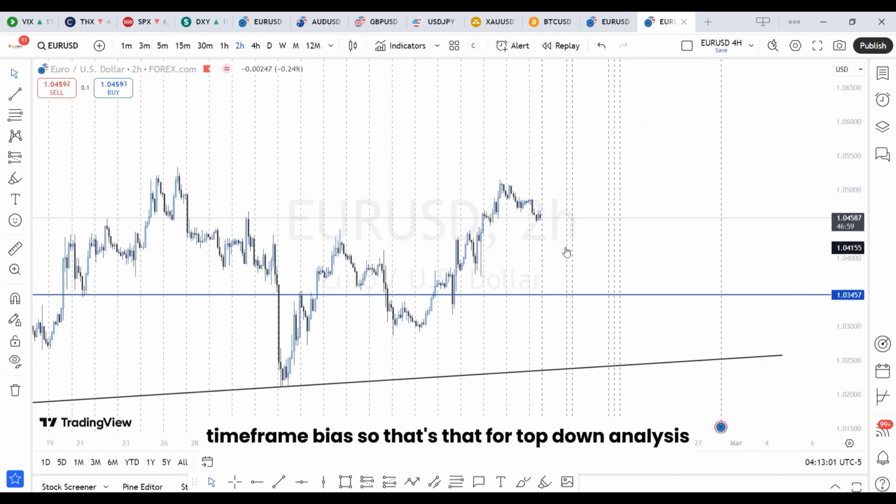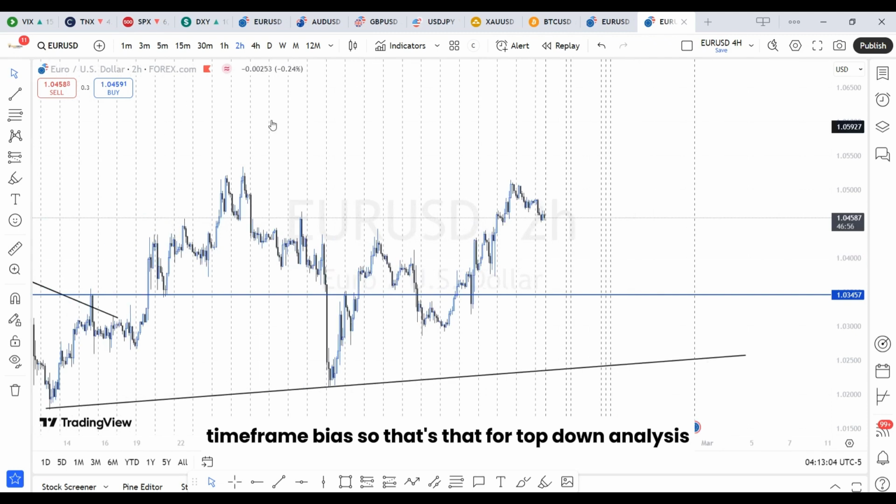So that's that for top-down analysis. Whichever strategy you are using, you just want to ensure that your entries are in line with your higher time frame bias.